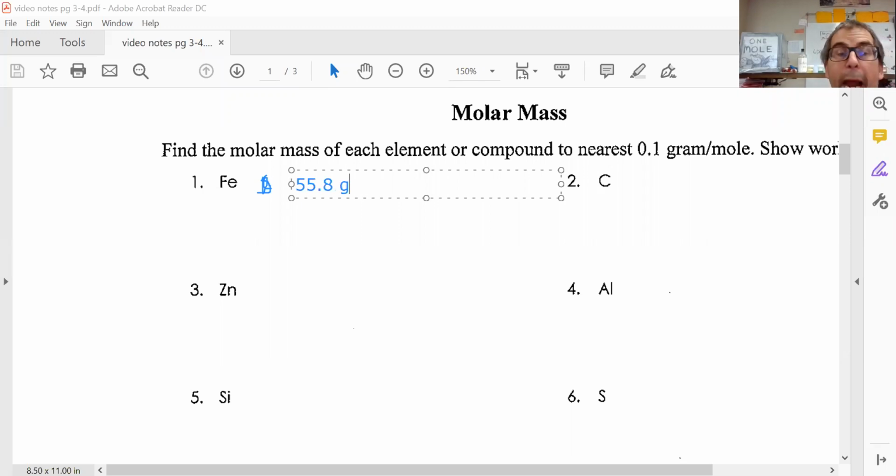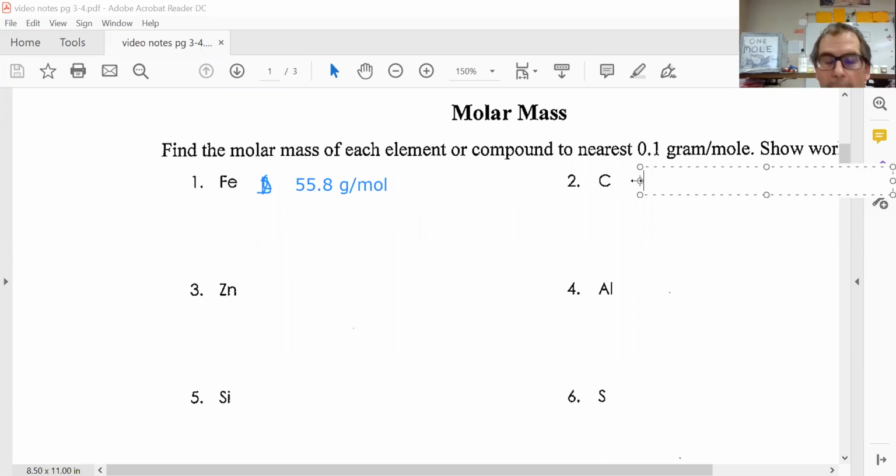And I'm going to go grams. The unit is grams per mole. Now, the craziest abbreviation is mole. It's MOL instead of MOLE. Doesn't give you a lot of help, but it's ingrained, and that's what I'm going to use. And then the carbon would be 12.0, and that would be grams per MOL right there. So that is finding the molar mass.